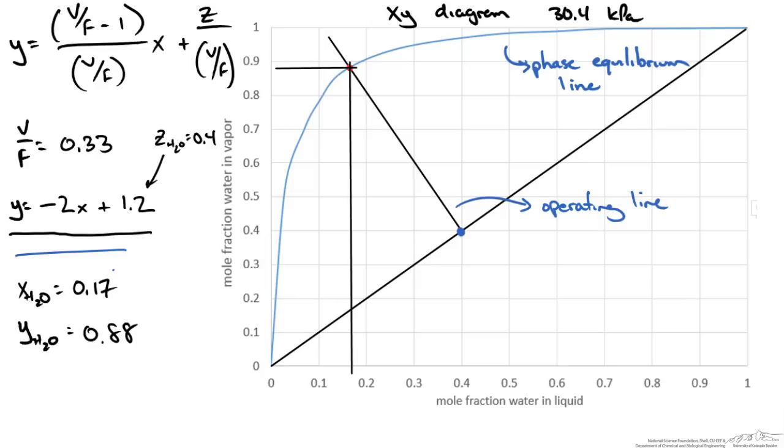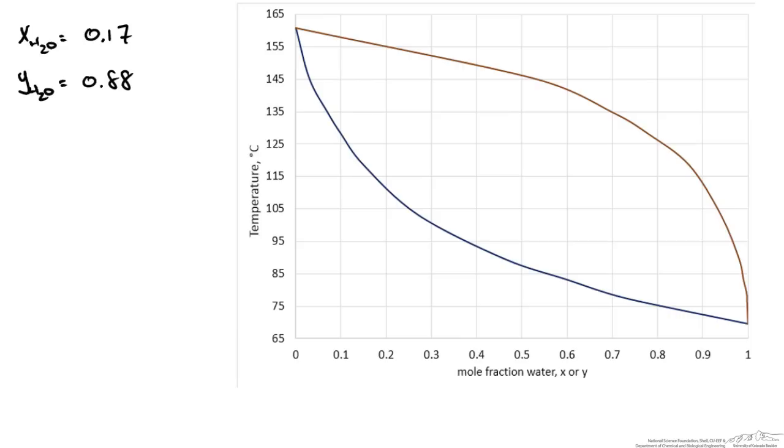Now that we have the mole fractions at equilibrium, we go to a TXY diagram, and we want to determine what temperature these two compositions are at equilibrium. So we'll draw a line up from one of the two points. I'll choose about 0.17. We come to where it intersects, and then we could draw a horizontal line across from where it intersects on this graph.